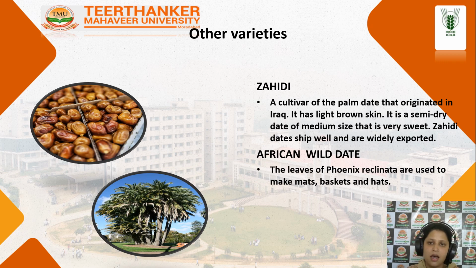Other varieties are Zahedi, a cultivar of the date palm that originated in Iraq. It has light brown skin. It is a semi-dry date of medium size that is very sweet. Zahedi dates ship well and are widely exported. The next is African wild date. The leaves of Phoenix reclinata are used to make mats, baskets and hats.